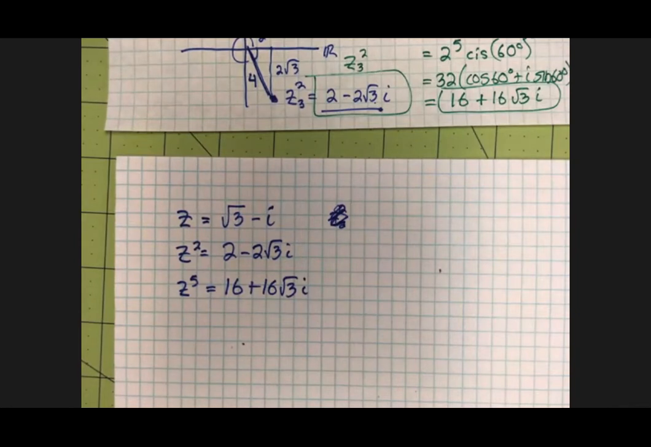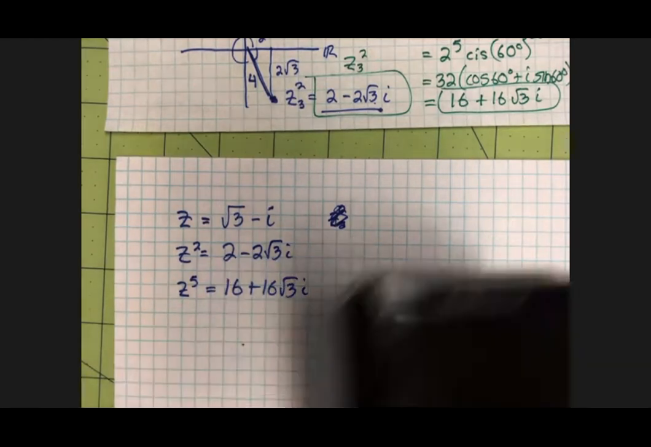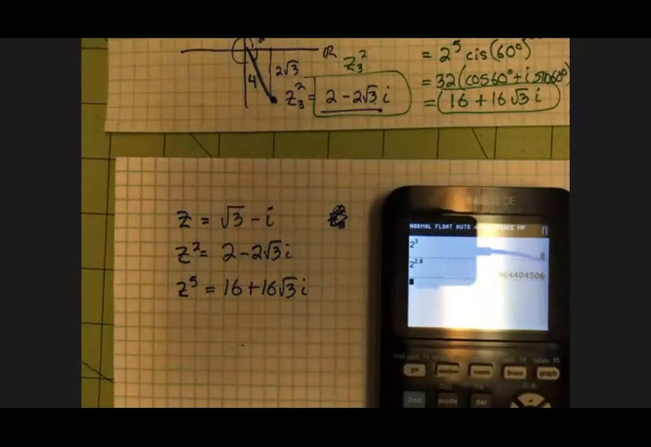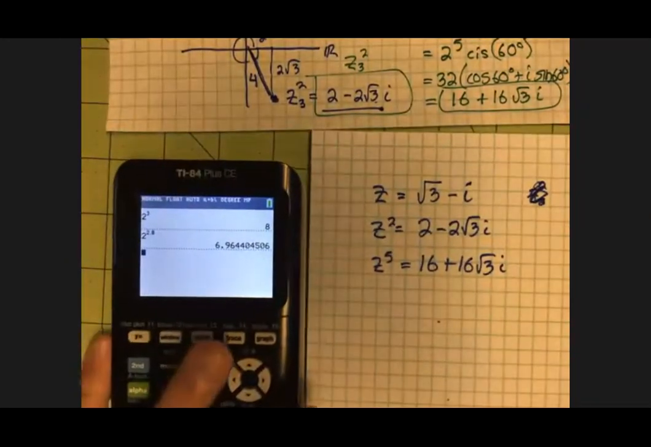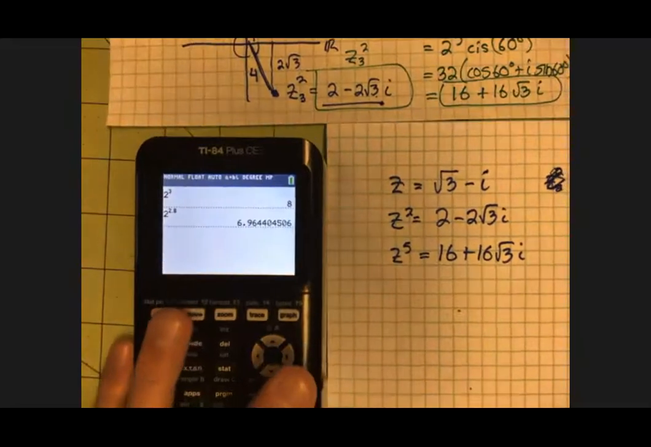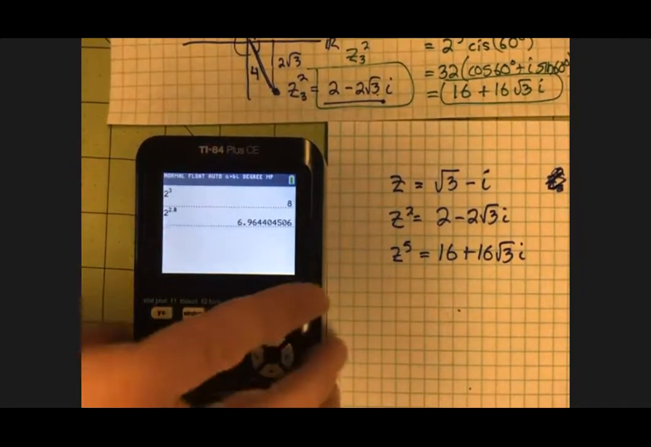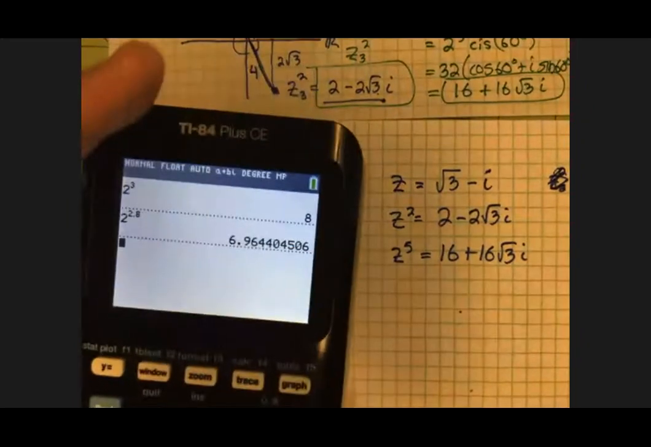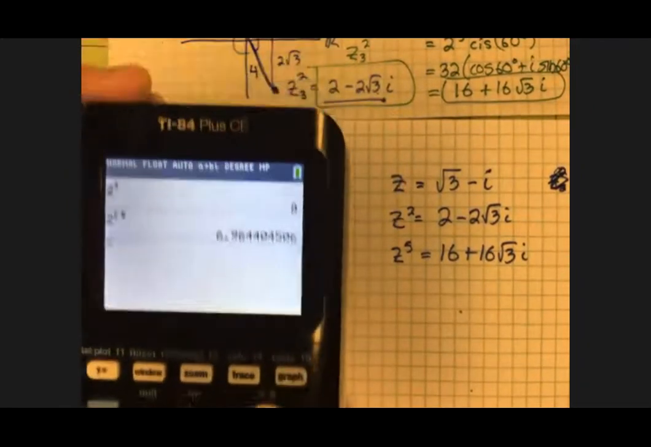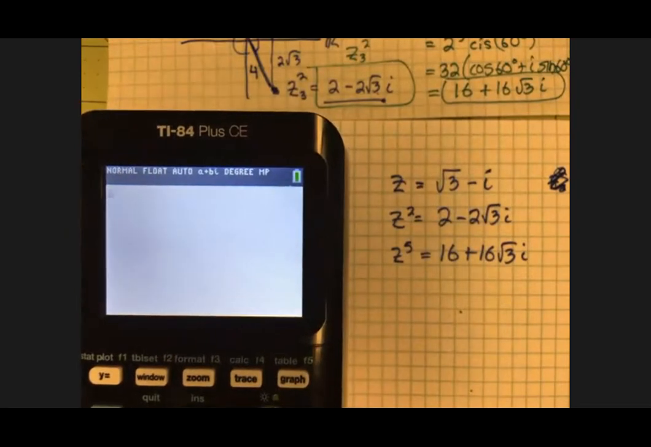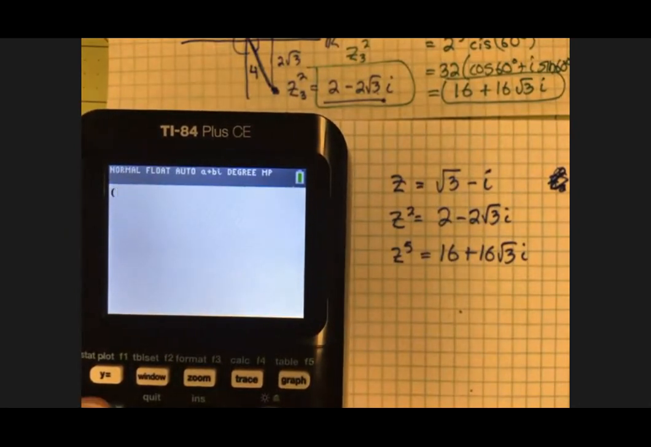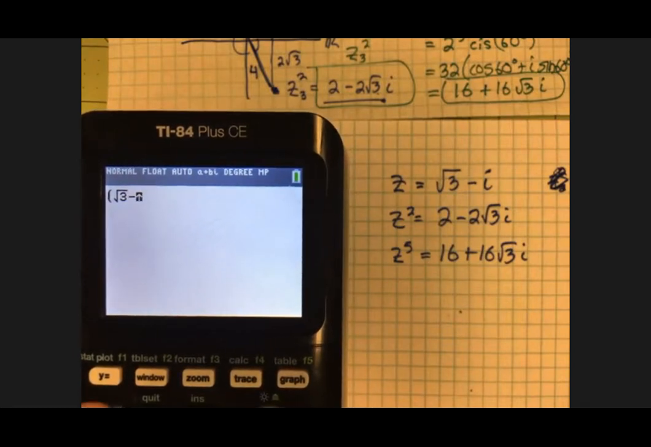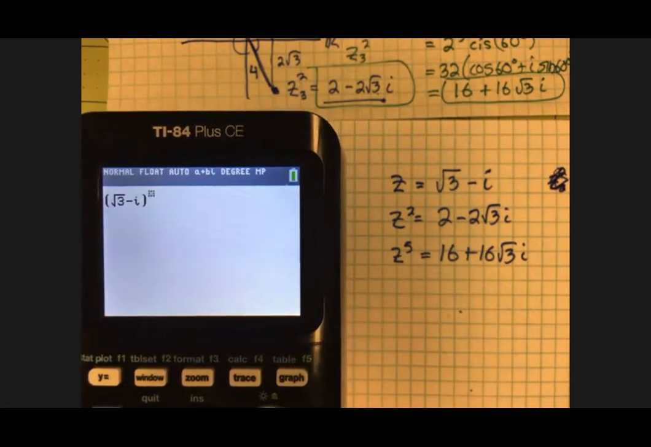Let's pull that up in the calculator here. And I got my camera backwards. If I write that way, then I can have the camera better situated over here. Let's get the calculator closer to the camera. Okay. So what is the square root of 3 minus i raised to the 2 power?